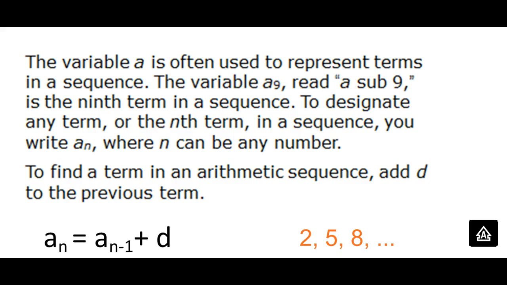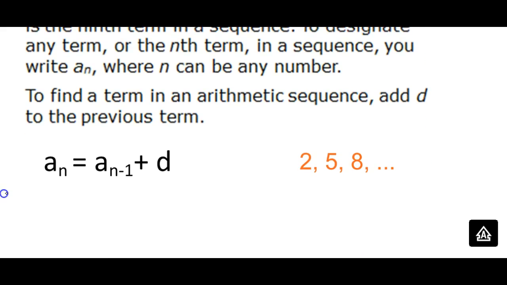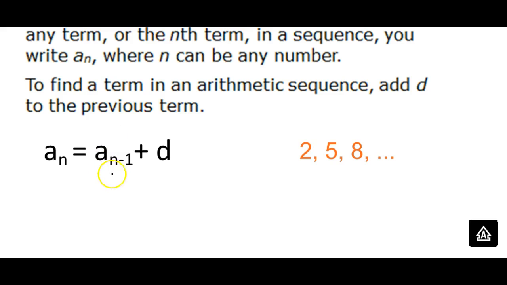So we're going to figure out how to find the next term in a sequence. Well, you take the previous term and add whatever your common difference is. So a sub n means any term in the sequence. A sub n minus 1 means the term right before this, and then add the common difference. For instance, from 2 to 5, we did what mathematically to get there? We added 3. To go from 5 to 8, we added 3. So our common difference here is plus 3.